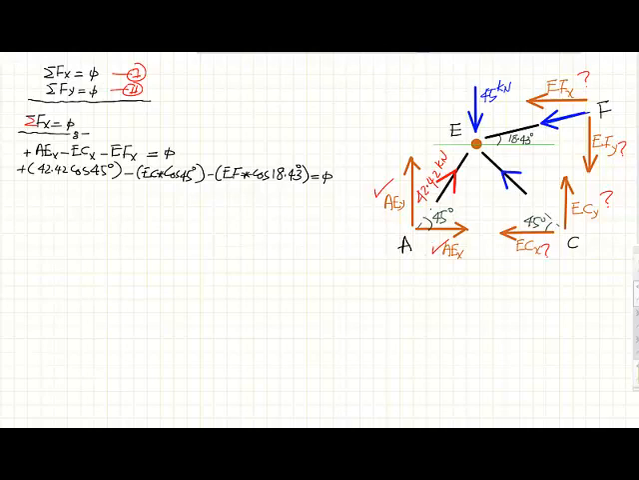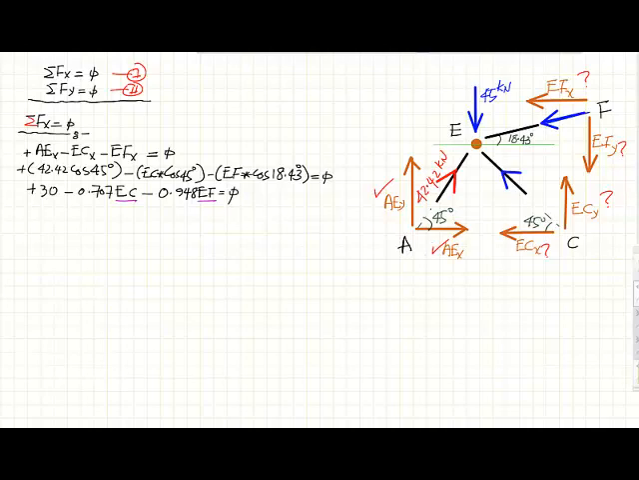So for this part is equal to plus 30 minus 0.707 EC, and this part is equal to minus 0.948 EF is equal to 0. As you see here, this is unknown and this is unknown. So in this equation we have these two unknowns. So what we'll do is isolate one of them.